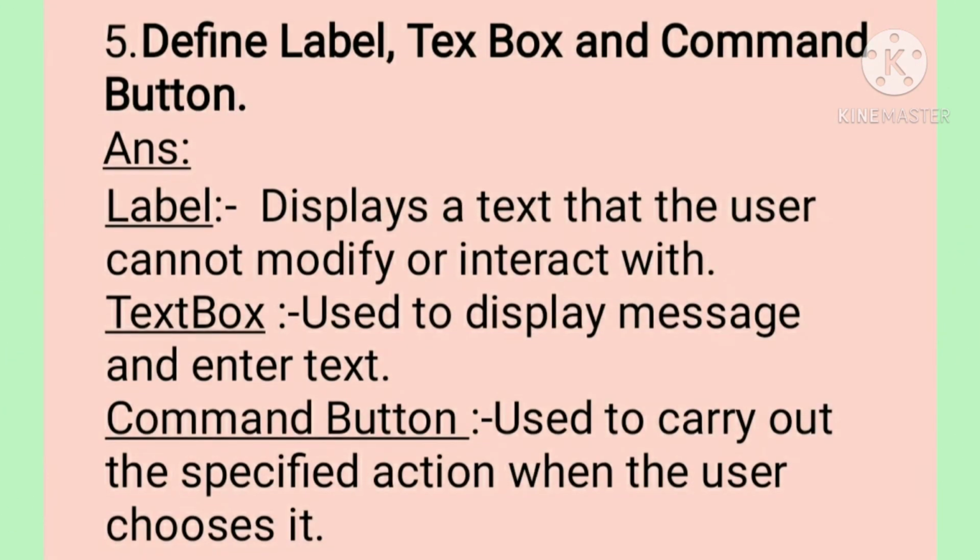Let's see the fifth and the last one. Define label, text box and command button. Answer. Label displays a text that the user cannot modify or interact with. Text box is used to display message and enter text. Command button is used to carry out the specified action when the user chooses it.